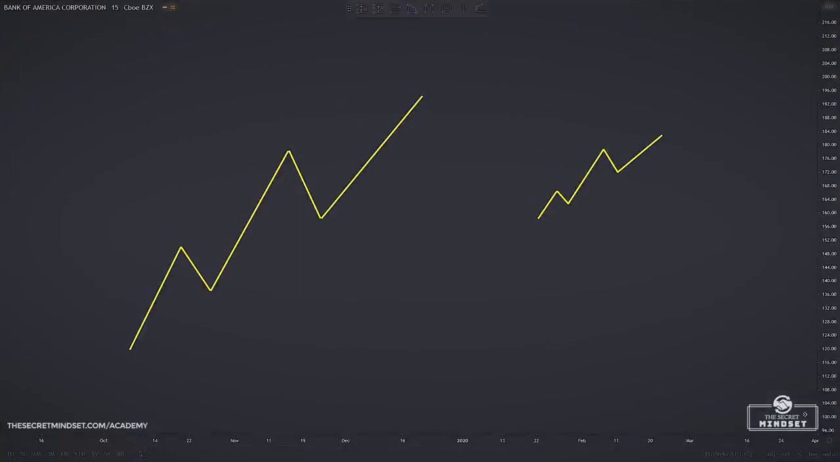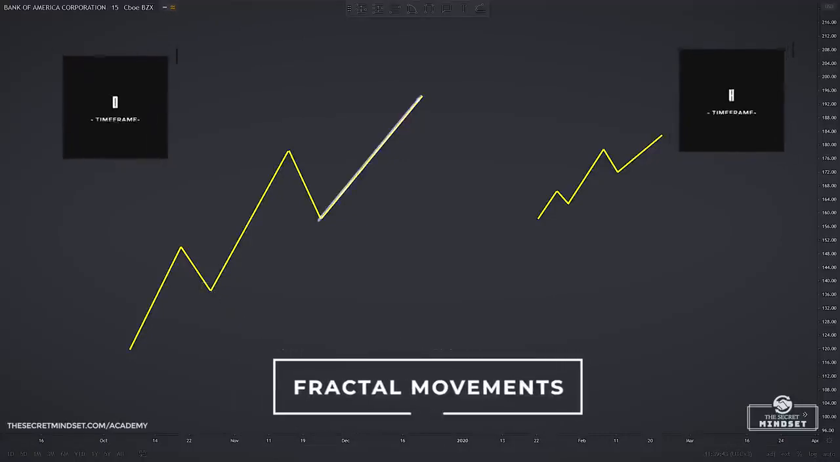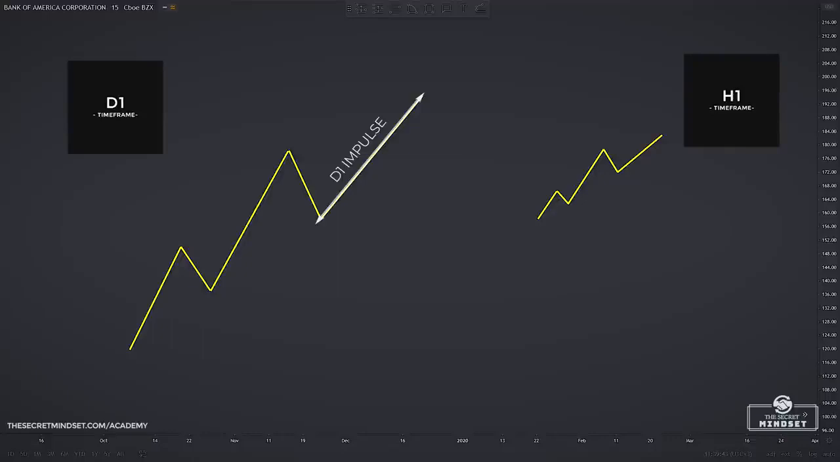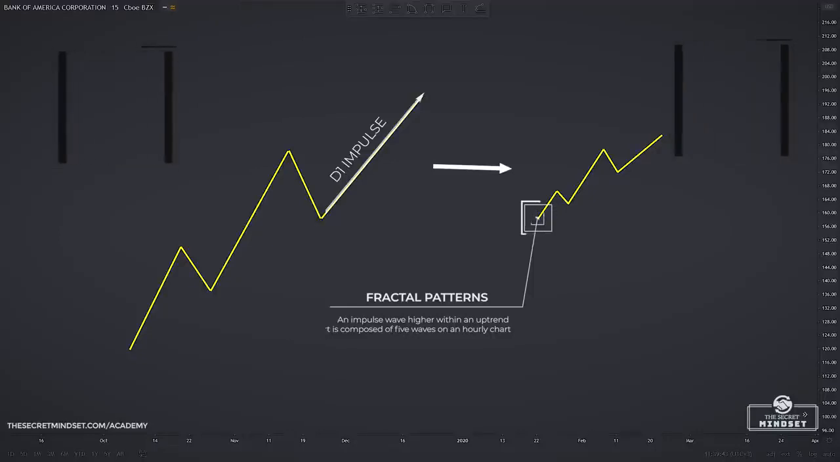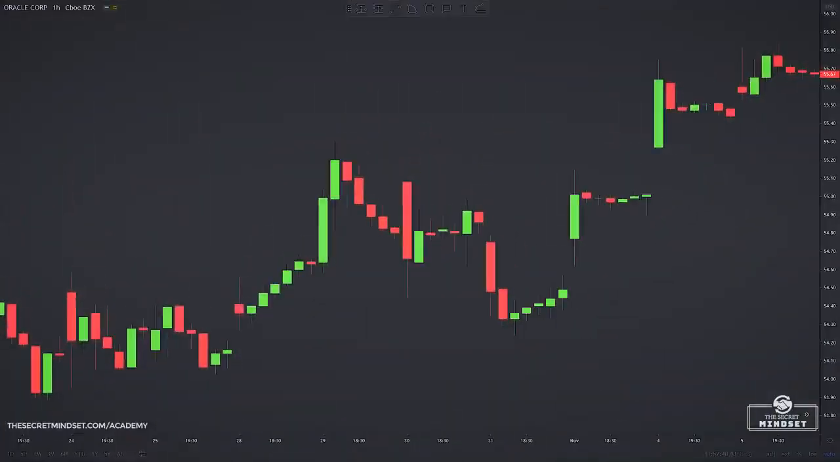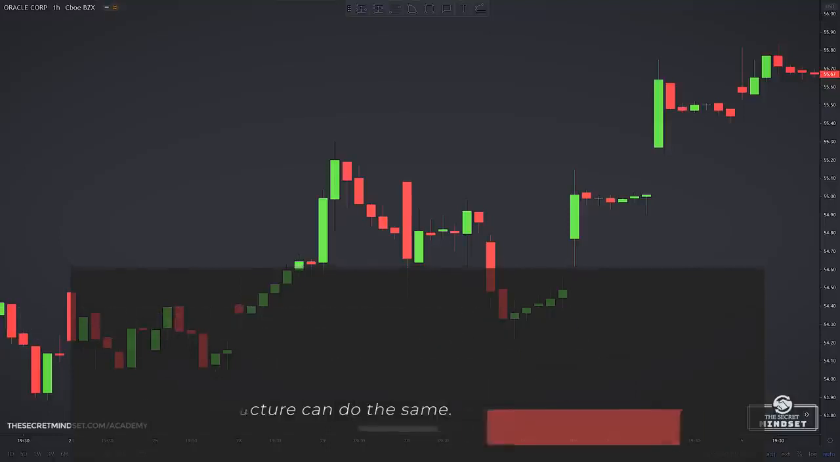Elliott also found that these movements are fractal, meaning that the pattern occurs on small and larger time frames. For example, the first impulse wave higher within an uptrend on the daily chart is composed of 5 waves on an hourly chart. Also, corrective waves are composed of 3 smaller waves if viewed on a smaller chart time frame. Just as impulsive and corrective waves help determine when to enter trades and in which direction the trend is moving, the price structure can do the same.